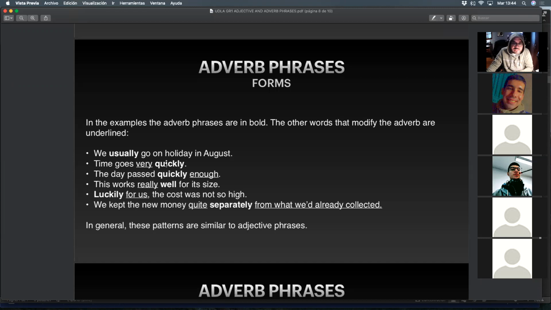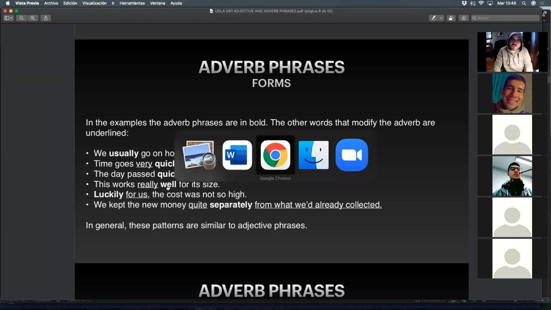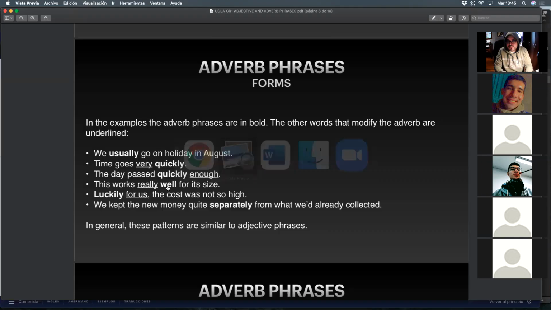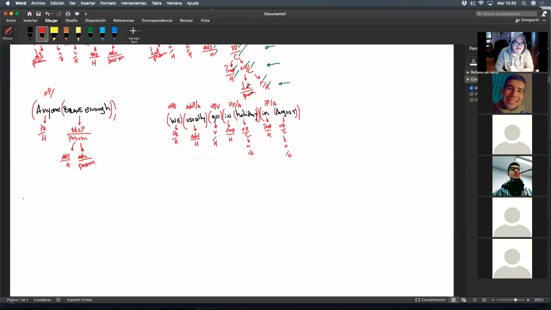The day passed quickly enough. Here we have another adverb phrase, quickly enough, and it works in the same manner as the adjective phrase. Therefore, quickly is the adverb head, and then enough is an adverb post-modifier. It's the same idea. This works really well for its size, and here we have the same really well. How does this work? Really well for its size. This works really well. This works really well for its size.